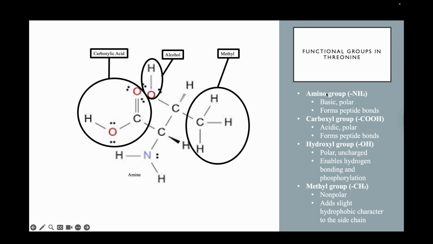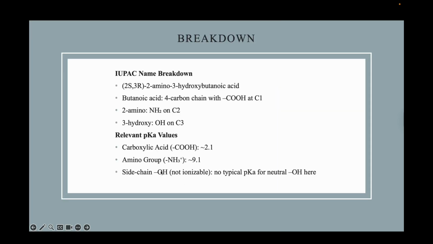Functional groups in threonine: the amino group, basic and polar, forms peptide bonds, found at the bottom. The carboxyl group, COOH, acidic and polar, forms peptide bonds, found at the left side. The hydroxyl group is polar and enables hydrogen bonding and phosphorylation, at the top left of this molecule. And the methyl group, CH3, is nonpolar and adds slight hydrophobic character to the side chain, found at the top right of the molecule.